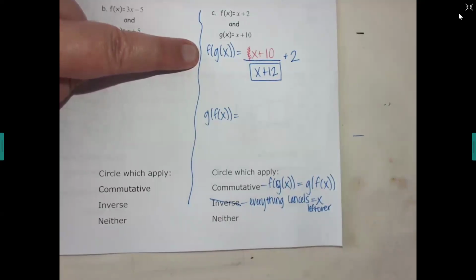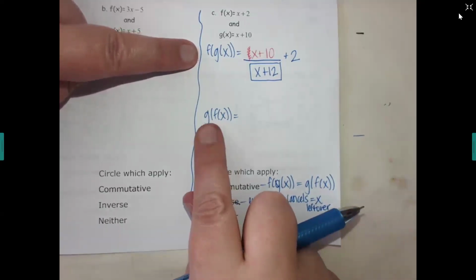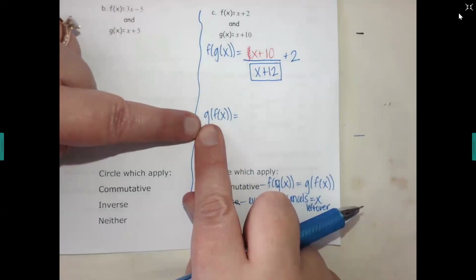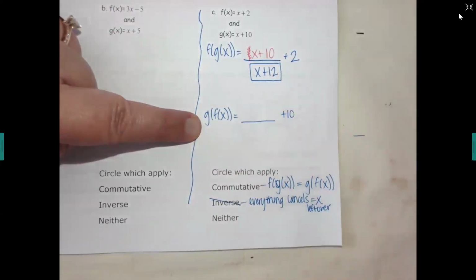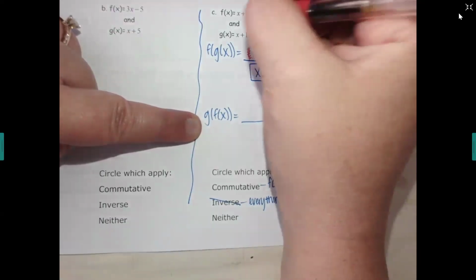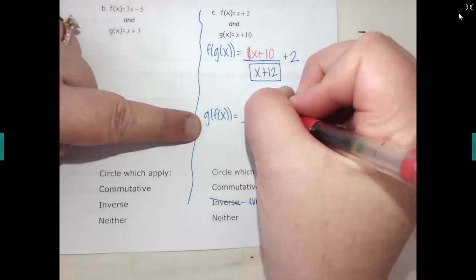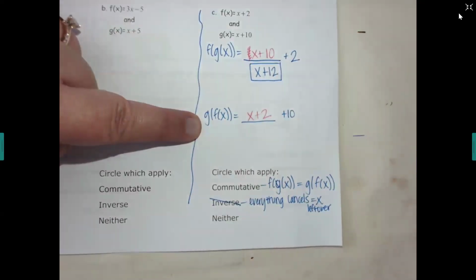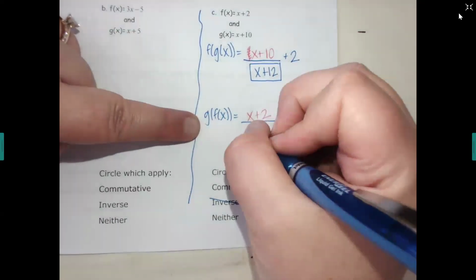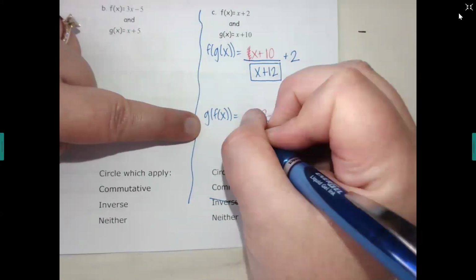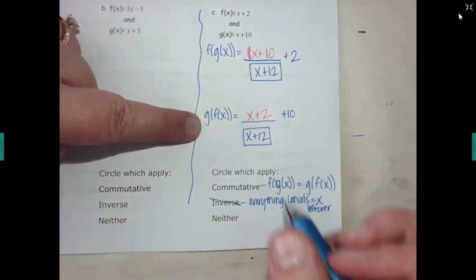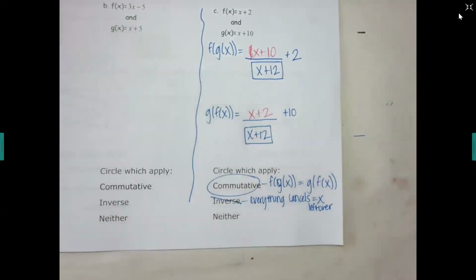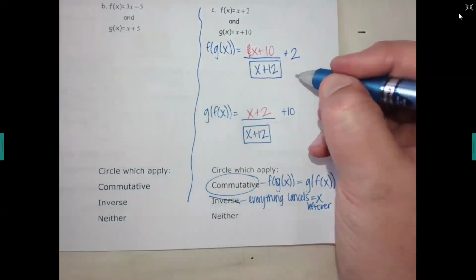Let's see what happens the other way. What is my G equation? X plus 10, now it's blank plus 10. And then into the blank, I'm going to put the other equation. So it'd be x plus 2. And then what is x plus 2 plus 10? Still x plus 12. So did the order matter, or did I get the same answer both ways? So it is commutative, because these came out the same.